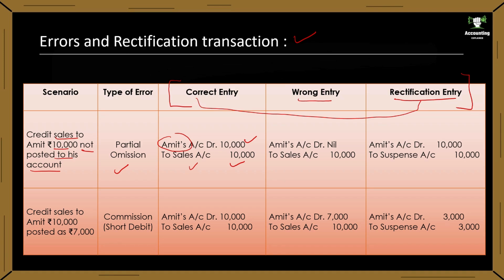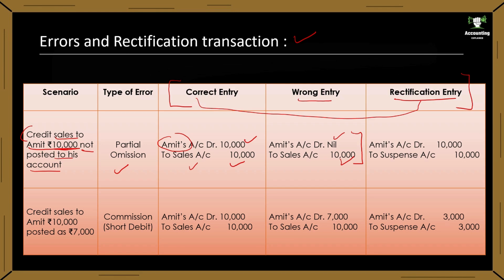But what you have passed here, you have not taken credit sales to Amit account. So you have passed the entry as Amit account debit 0, nil, to sales account 10,000. Here, does the debit and the credit tally in this wrong entry which you have passed? No, it is not tallying. This means you have not passed the double entry. That is, debit should always be equal to the credit. That is not done here. What will happen? When the debit is not equal to the credit, then your trial balance will not tally.